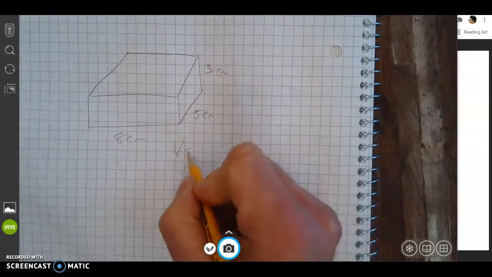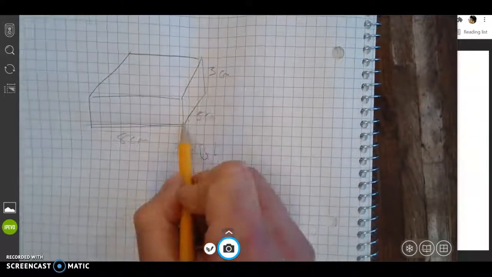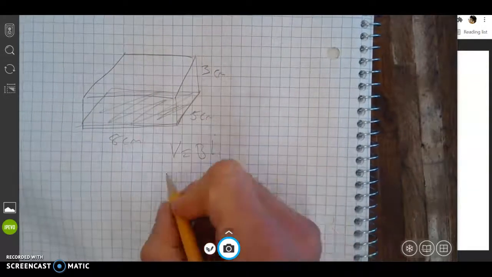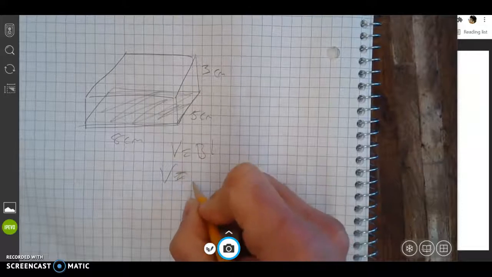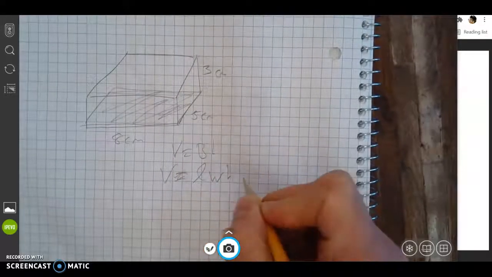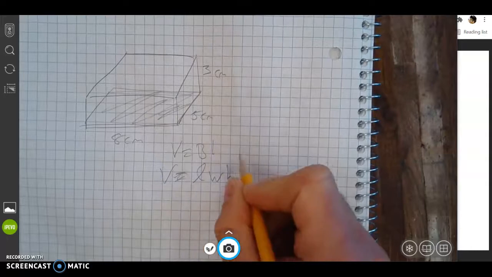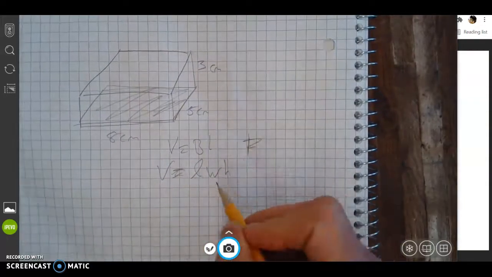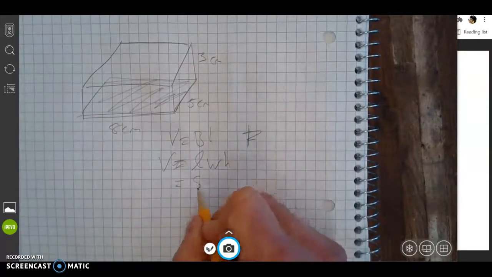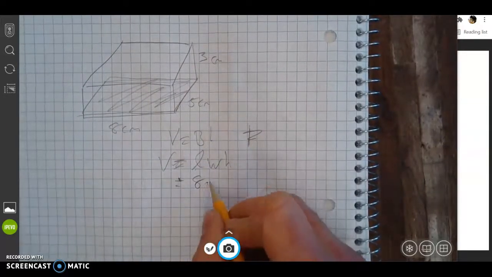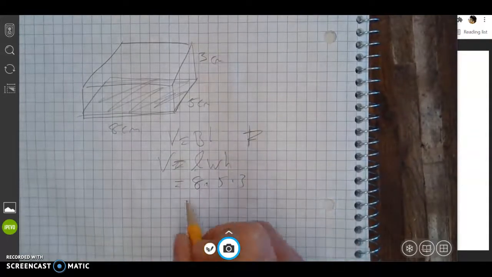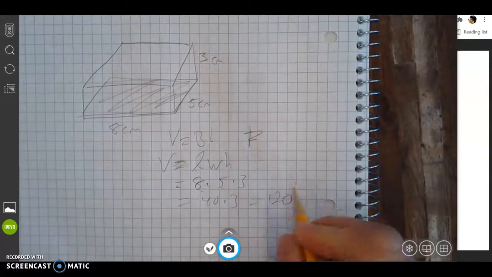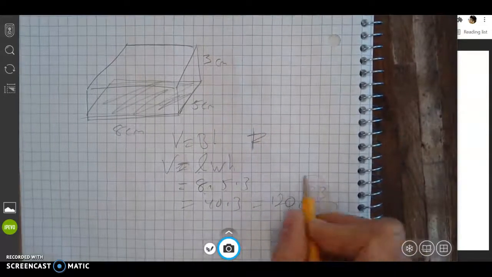So volume is area of the base times the height. The base is this. It's kind of not written like that. It's not drawn like that. But volume of a rectangular prism is also length times width times height. The reason why I write L that way is because I don't write an L this way, because it would be confused with a 1. So I write an L like cursive style. Equals 8 times 5 times 3. 8 times 5 is 40. 40 times 3 is 120 centimeters cubed.